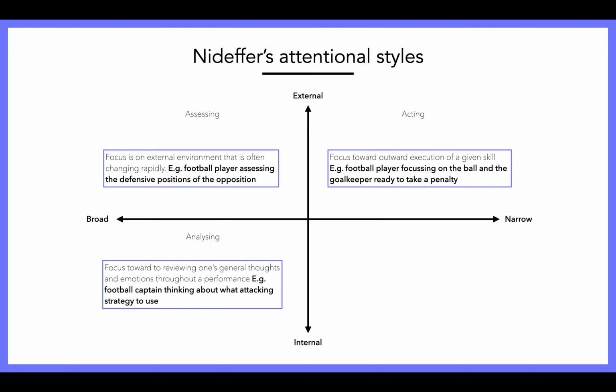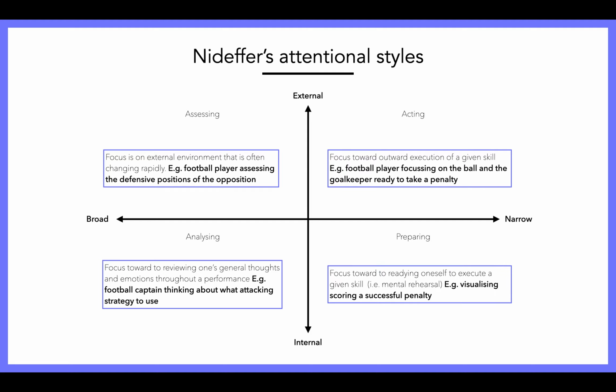And then we shift across to a narrow internal. So that narrow focus within ourselves. That's known as preparing. So that would be focus is toward readying oneself to execute a given skill. So let's just say up above we're about to take the penalty. So that narrow external is the ball and the goalkeeper. But I might be narrow internal. I've taken hundreds of penalties. I know what to do with the ball, but what I'm thinking of, I'm visualizing the ball going in. So I'm just focusing on visualization techniques, this mental rehearsal, of me scoring a successful penalty.